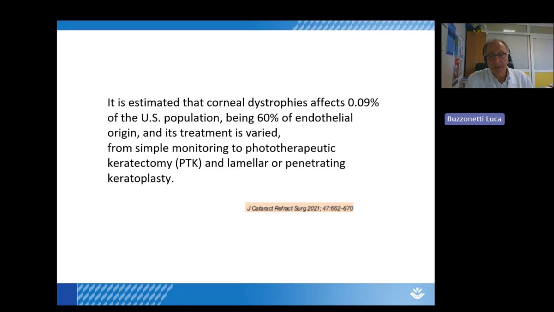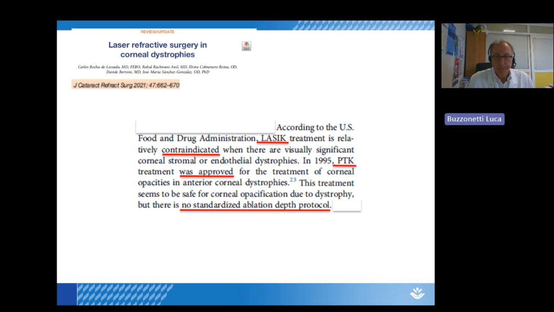It is estimated corneal dystrophy affects 0.09% of the US population, and in 60% of cases, the dystrophy is of endothelial origin. But the possible treatment is very different, because we can simply monitor it or treat with PTK or a keratoplasty, lamellar or penetrating.